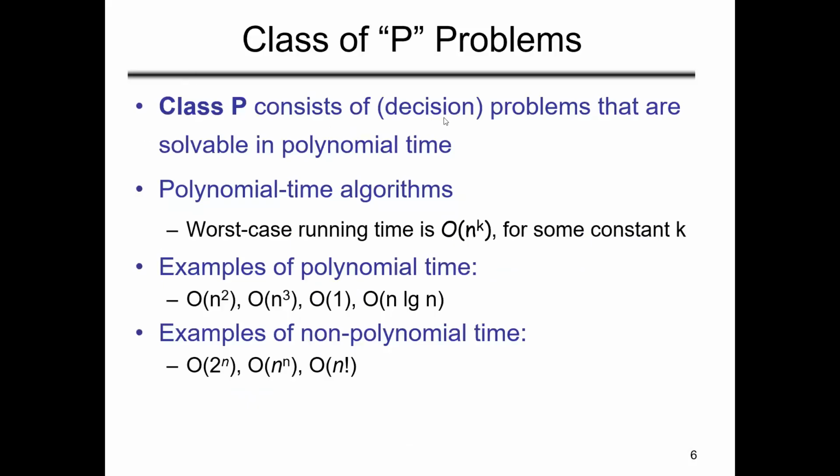Now, there's a class P, which consists of decision problems that are solvable in polynomial time. So for polynomial time algorithms, the worst case running time is of the order of n to some power k, some degree. Non-polynomial time is like when n is in the power. So this is exponential. Look at this one, n to the power of n, and this one is factorial. We know that these are crazy times. So the problems with these, like the knapsack and the triangle problem and the LCS, all of those are non-polynomial time.